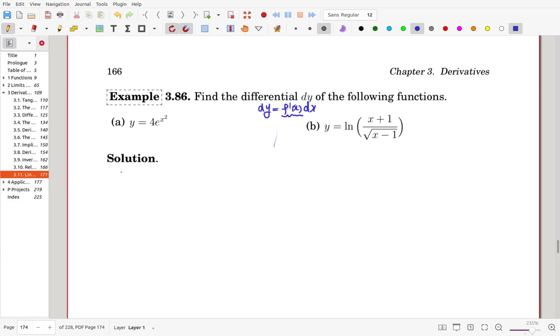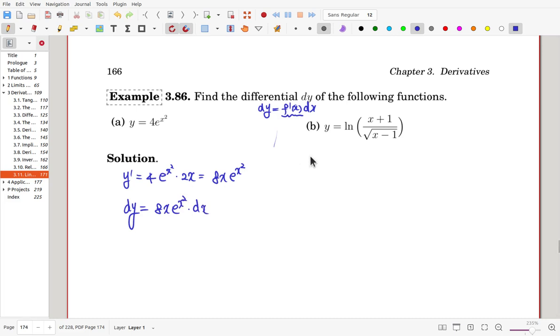For part A, y prime equals, by using the chain rule, we can do it in this way. First we consider x squared as a variable, then that is e to the x squared, and the derivative of x squared is 2x, so that is the same as 8x e to the x squared. So here dy equals f prime, that is 8x e to the x squared times dx.